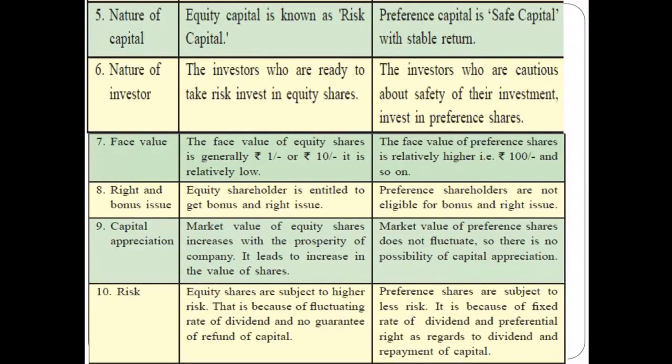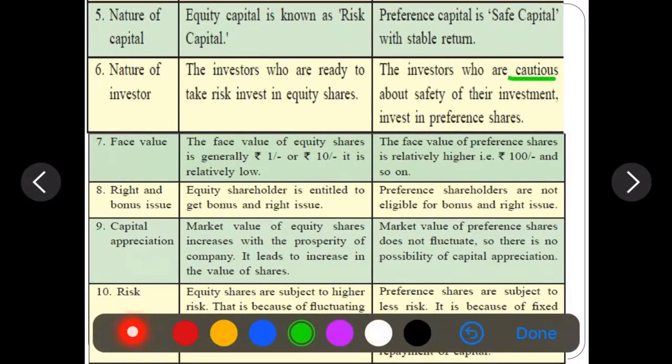प्रेफरेंस शेयर कैपिटल is however, as compared to equity share, a more safer capital to invest in. Nature of investors, the ones who are risk bearer investors, risk taking, खतरों के खिलाड़ी, they invest in equity shares. However, the investors who are cautious, they invest in preference shares. Face value of equity share is generally low, 1 या 10 rupees. Face value of preference shares is generally high, 100 or so. Right and bonus issue, सिर्फ equity shareholders entitled होते हैं, preference shareholders are not eligible for such perks.